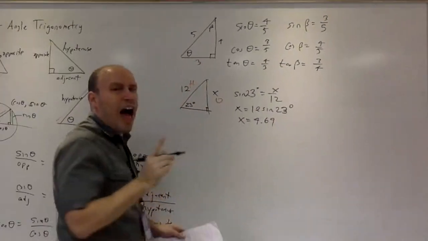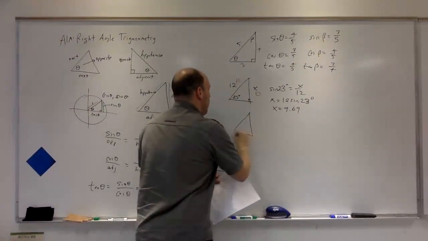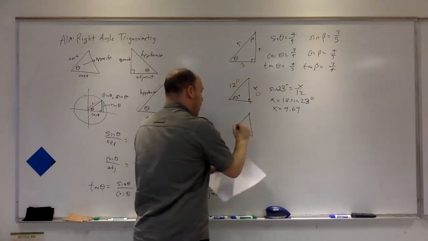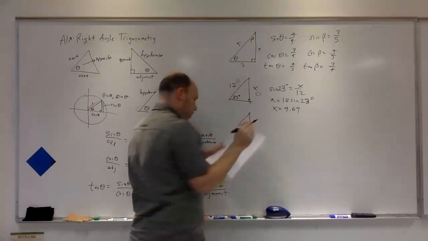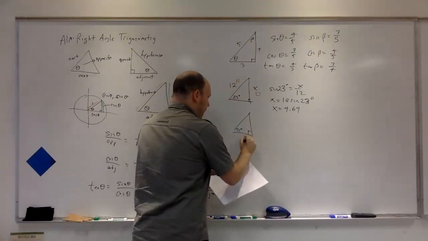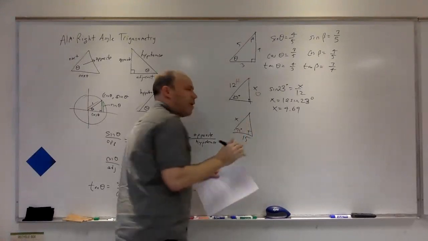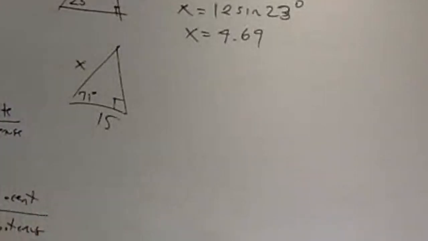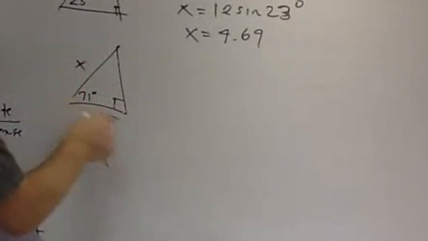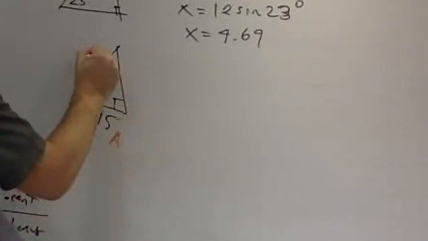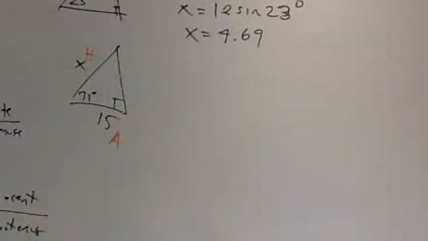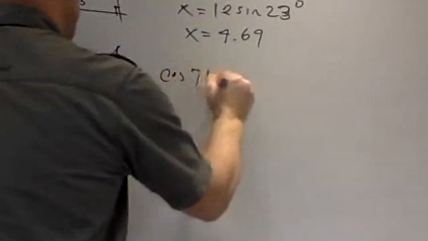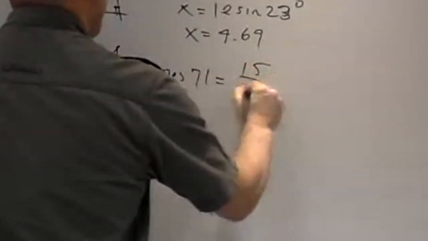Another example with a little algebraic twist. We have a right triangle. The base angle is 71 degrees. The base is 15, and the hypotenuse is x. How do we solve that? Well, you're standing at 71 degrees, and you're in a right triangle. You say, you know what? 15 is adjacent. X is the hypotenuse. Therefore, I'm going to use the cosine ratio. So the cosine of 71 is equal to 15 over x.